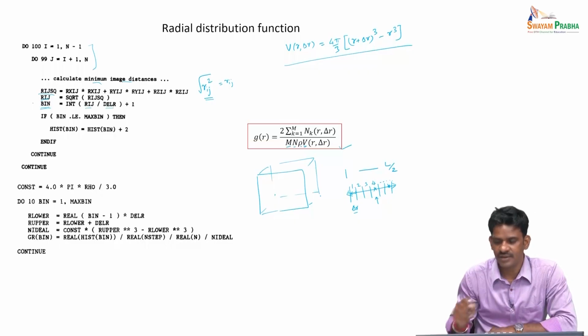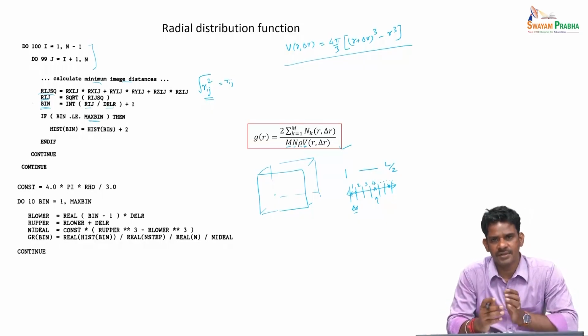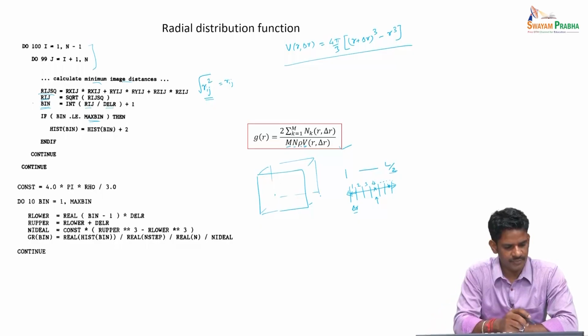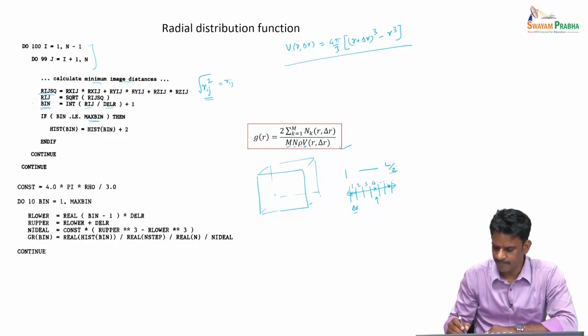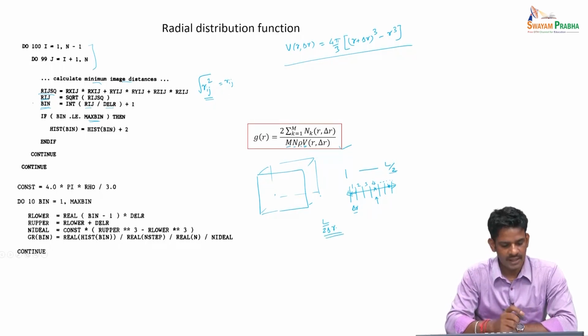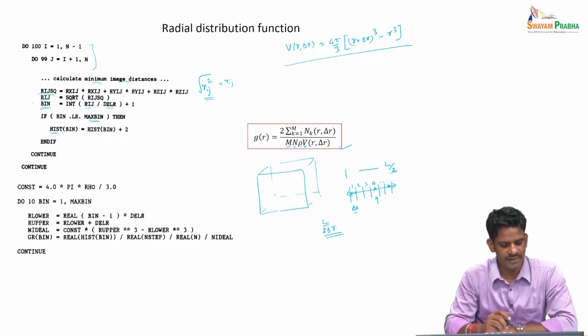Now, we can also define some maximum number of bins, because the total length is known, although it is not mentioned here. The maximum bin will be nothing but L by 2 divided by delta r. So that would be your maximum bin. And now what we do is we make a histogram. The histogram will keep counting the number of particles in that particular bin.